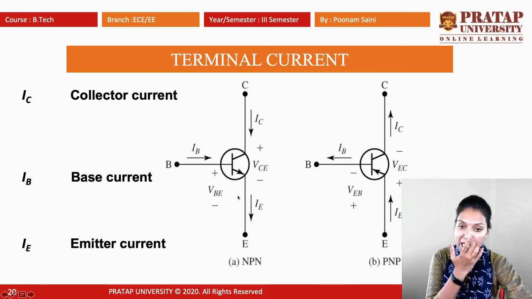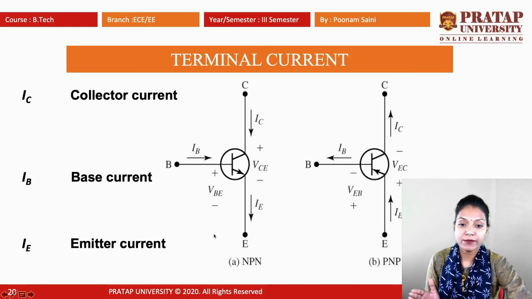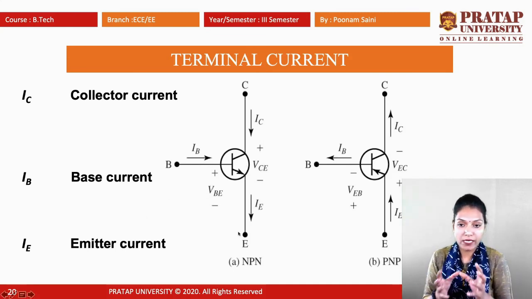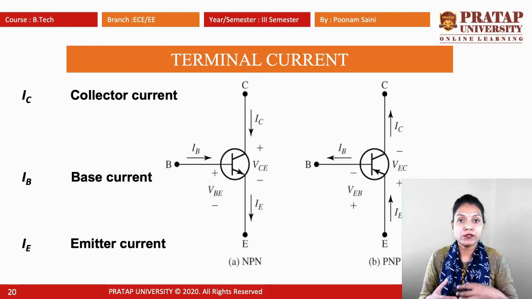These arrows are used to represent the flow of current in the circuit. IC, IB, and IE are represented by arrows, and these arrows indicate the flow of current in the circuit.